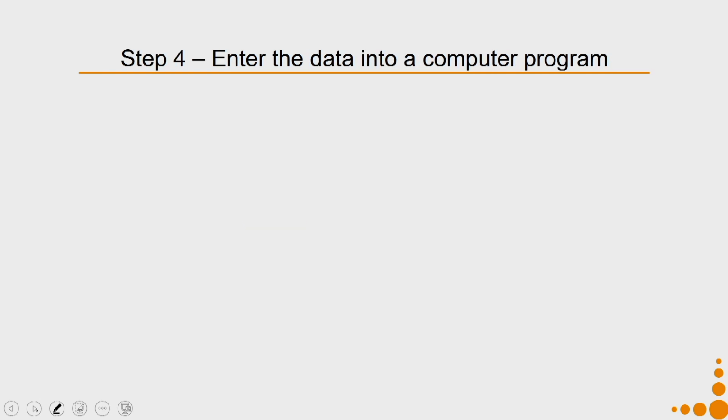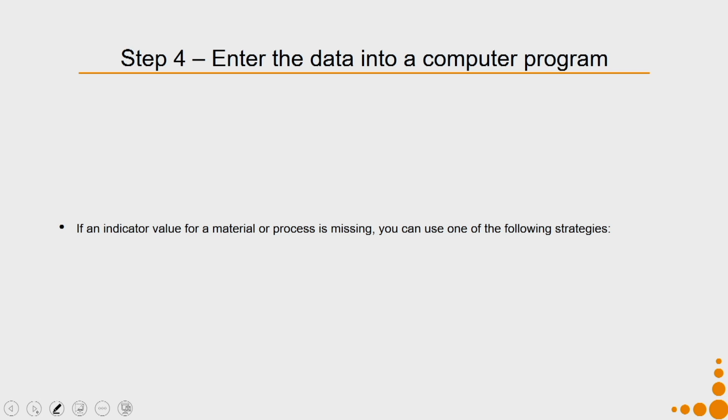My next step is I enter the data into a computer program. So, we will shortly see entering all this data into the computer program. When we are trying to enter this data in the computer program, we might come up with certain issues. So, if an indicator value for a material or process is missing, you can use one of the following strategies.